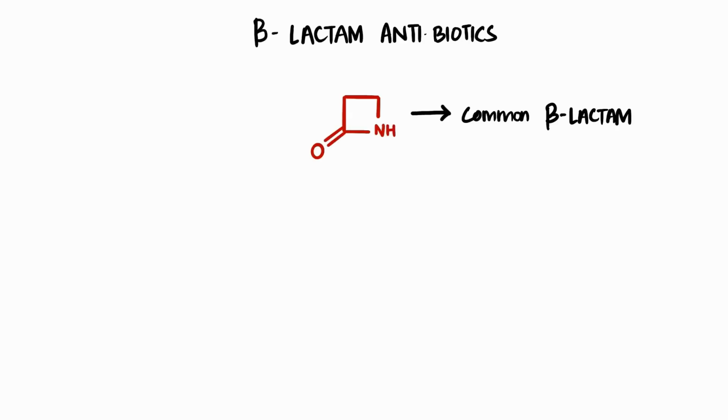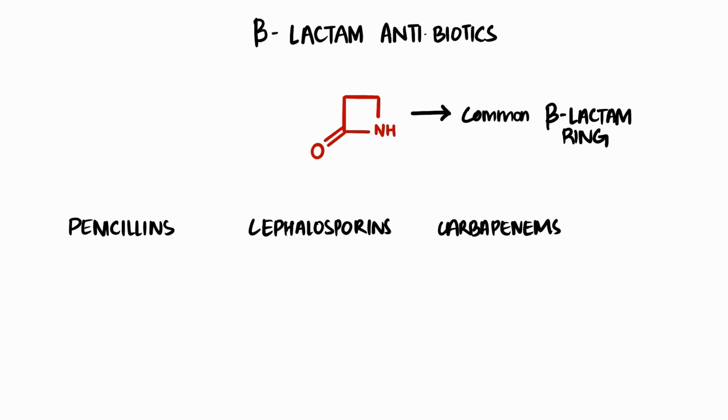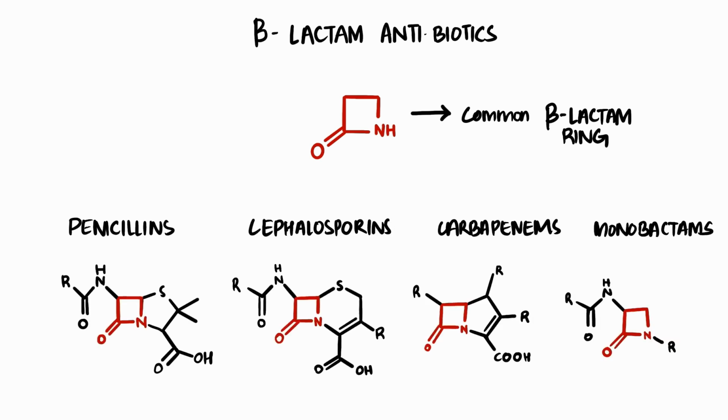Hi, in this video we will be discussing penicillins. It comes under the beta-lactam antibiotics. The beta-lactam antibiotics are named so because of their common beta-lactam ring. These include penicillins, cephalosporins, carbapenems, and monobactams. And here you can see the chemical structure of these antibiotics, and the highlighted ones are the beta-lactam ring that is common in all of these antibiotics.